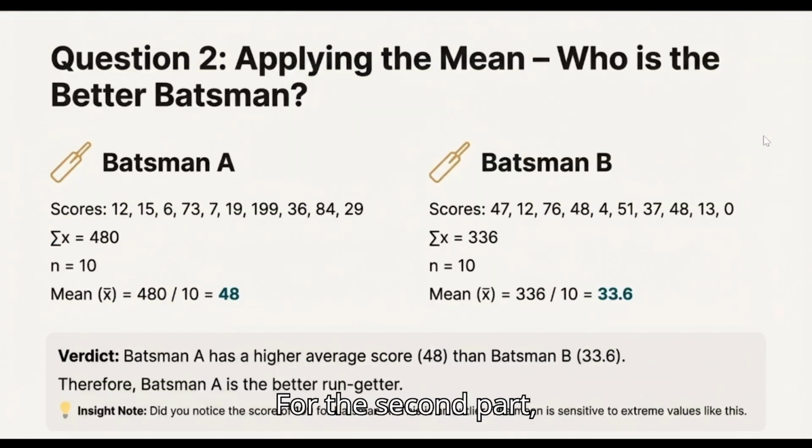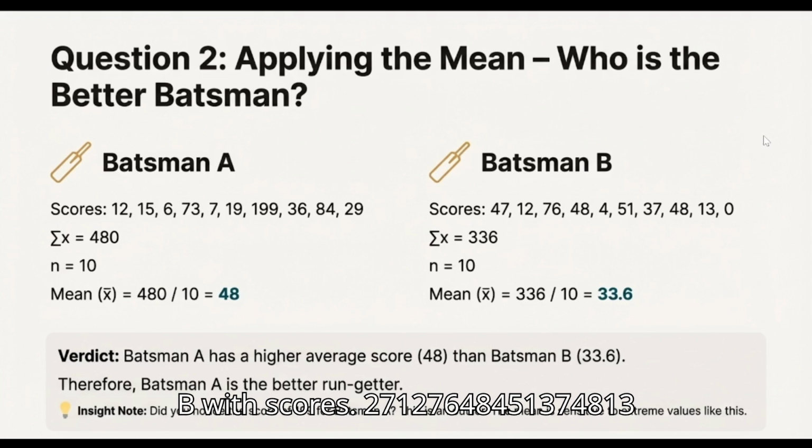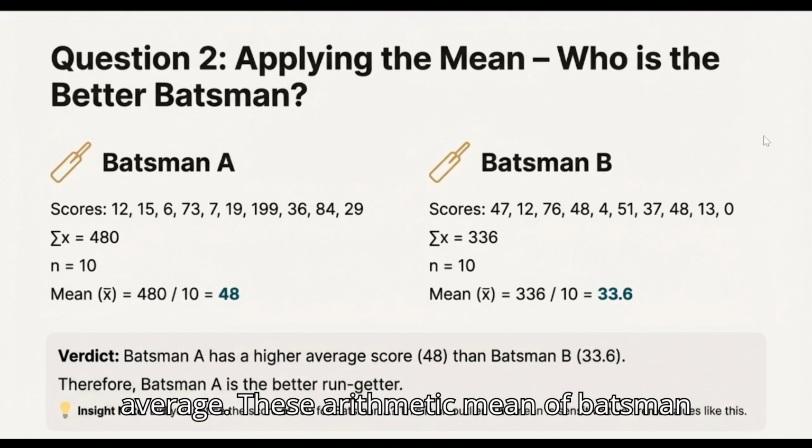For the second part, applying the mean, who is the better batsman? We have batsman A with scores 12, 15, 6, 73, 7, 19, 199, 36, 84, and 29. And the second batsman, B, with scores 47, 12, 76, 48, 4, 51, 37, 48, 13, and 0. If we take the summation of x for all of the values for batsman A and divide that by the number of values given, that will be 48. And that is the arithmetic mean of batsman A.